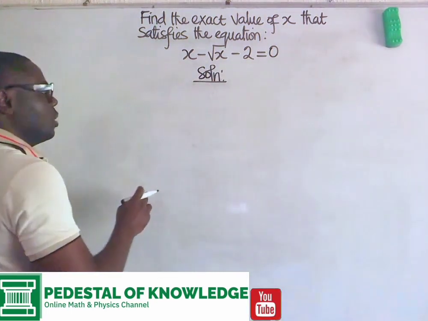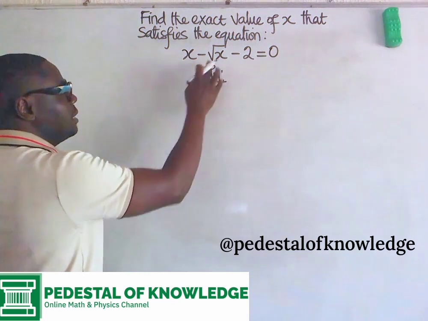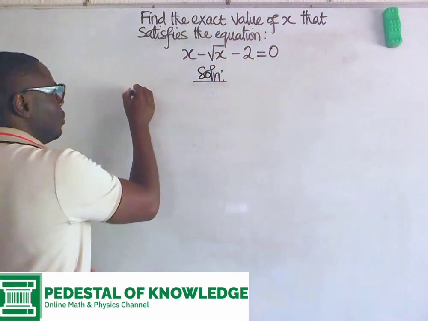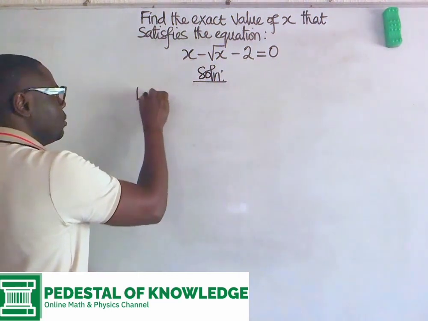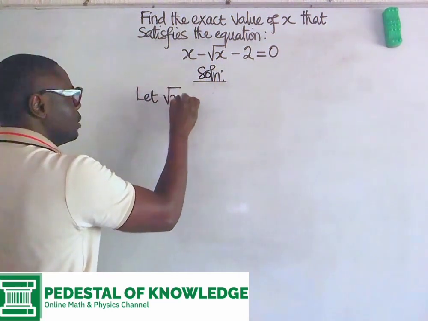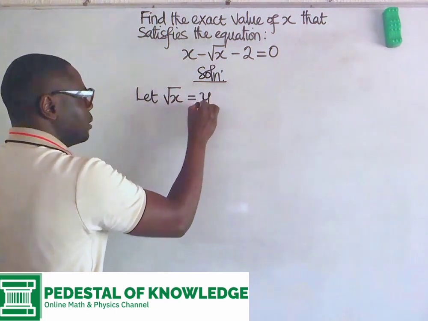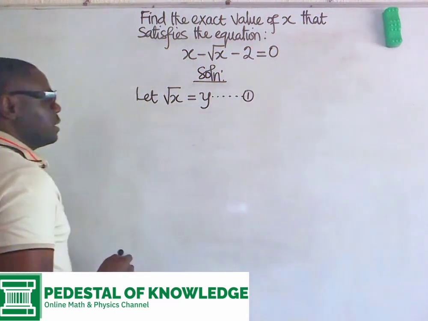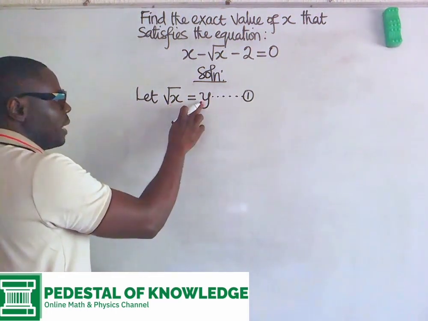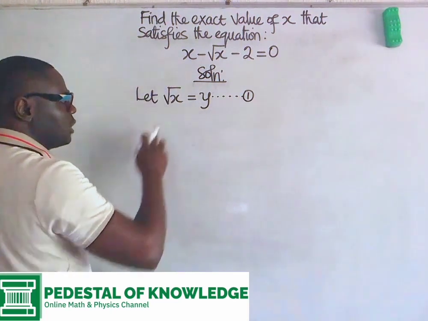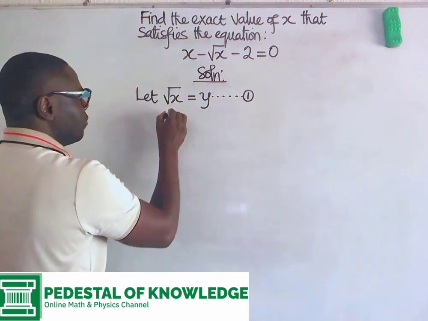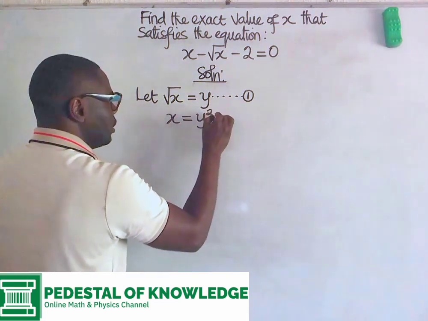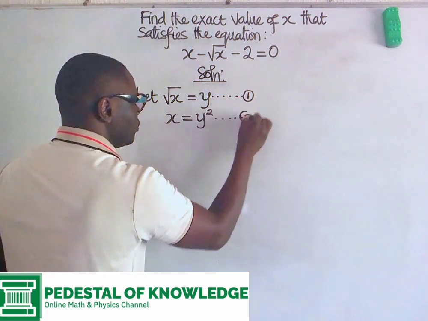Now, what we're going to do is to let the square root of x be equal to an arbitrary parameter. So we say, let the square root of x be equal to y, and let us call this equation 1. Now if root x is equal to y, when you square both sides of this equation, we are going to have x is equal to y squared. Let's call this equation 2.